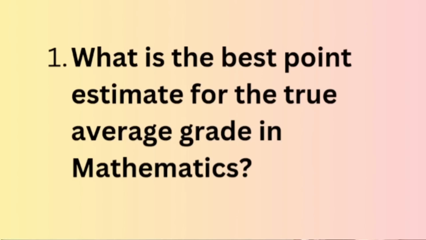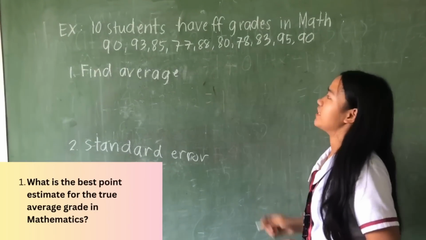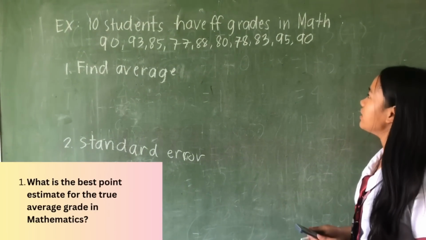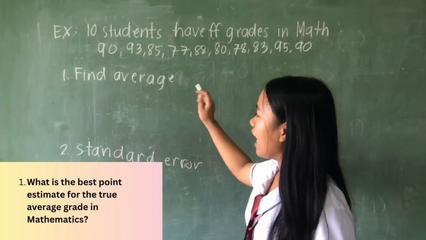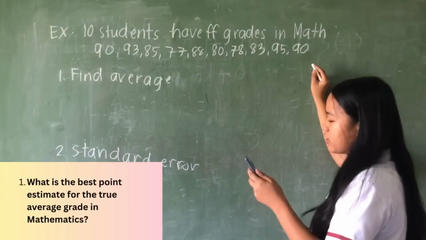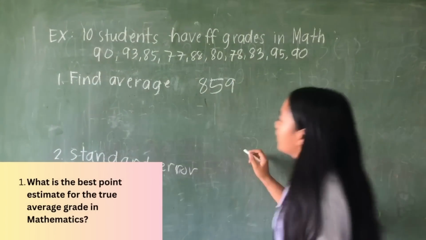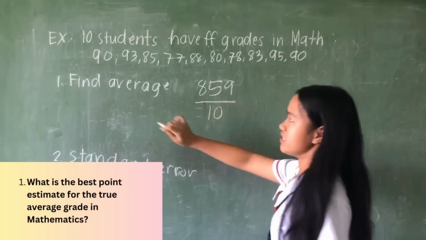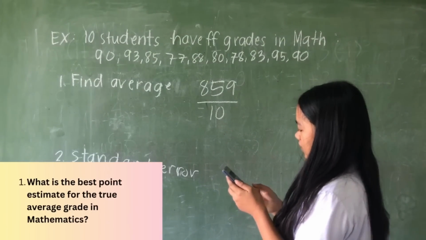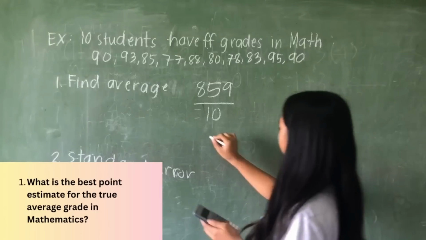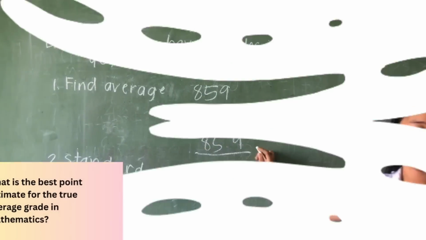10 students have the following grades in math: 90, 93, 85, 77, 88, 80, 78, 83, 95, 90. Find the average. To find the average, add them all. The total is 859. Divide by 10, which is 10 students. And the total is 85.9. This is the average.